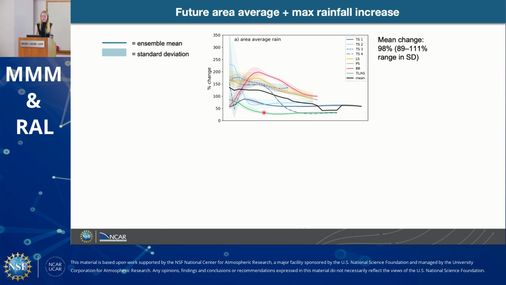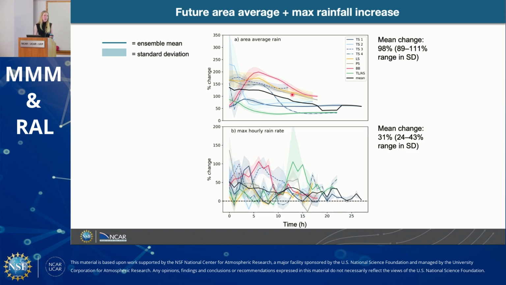So getting into the results now, we looked at the future change in rainfall within each of those 8 MCSs. And so what you're seeing, this is the percent change in the future area average rainfall over the life cycle of these MCSs. So each line is a different MCS, where the dark line is the ensemble mean, and then the shading is representing the standard deviation between the ensemble members. So overall, we see an increase with a 98% increase in area average rainfall. You'll see that there's a large increase at the beginning of the storm's lifetime where maybe you have more deep convective elements, and then it sort of gradually tapers off.